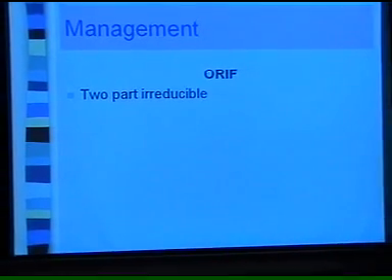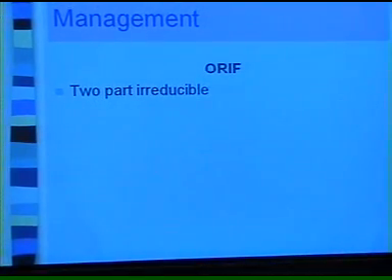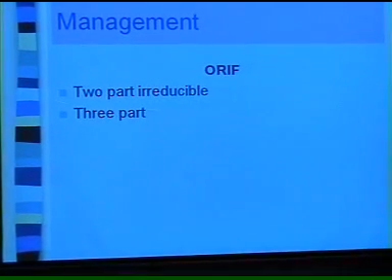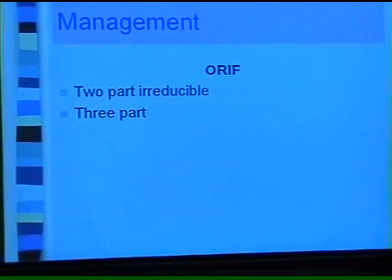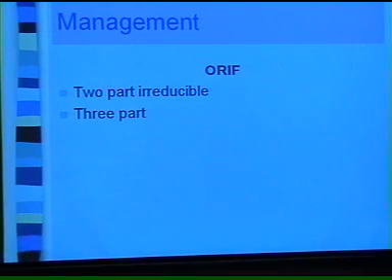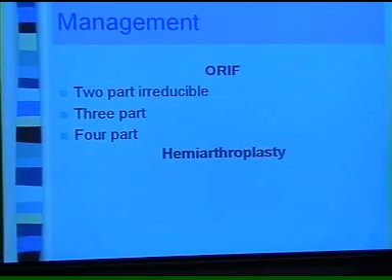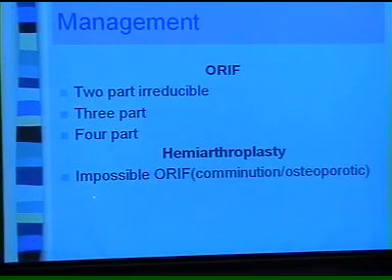When do you require open reduction and internal fixation in a proximal humeral fracture, when you need a surgeon? When the 2-part fractures don't stay together or they are irreducible, when the fracture is 3-part, that means head, shaft, 1 tuberosity, or head, shaft, 2 tuberosity, or a 4-part fracture, that's when you need somebody to fix it. Sometimes you need to replace the whole joint if the fracture is very bad.